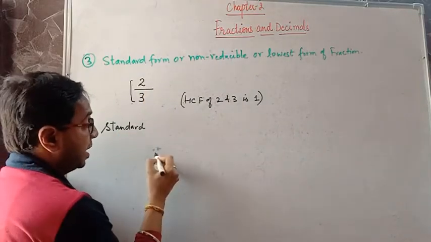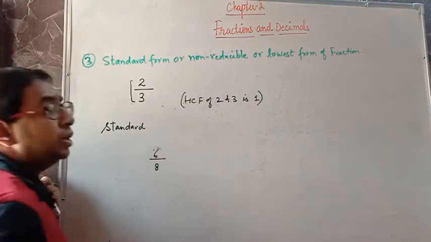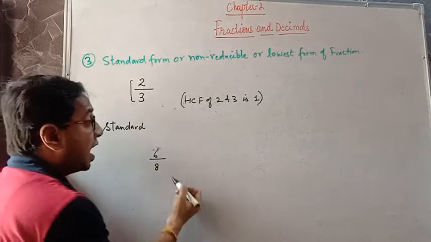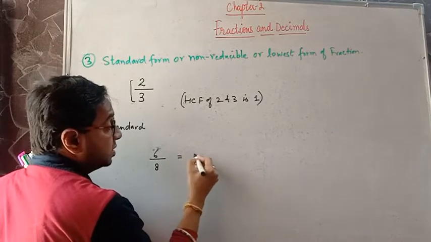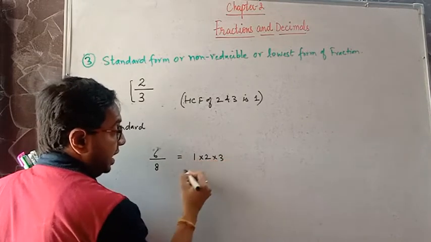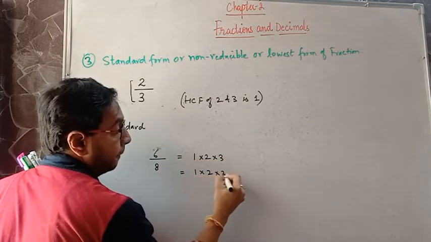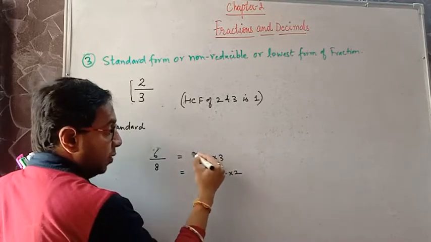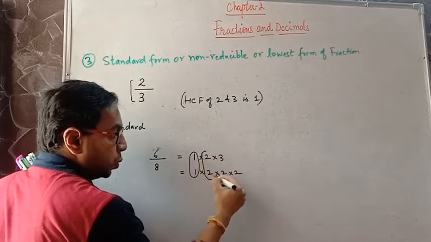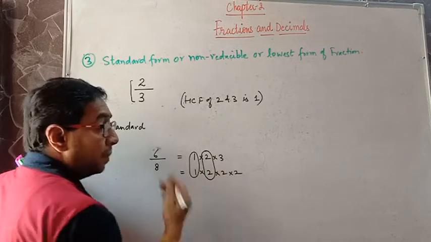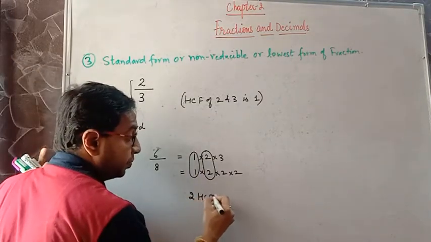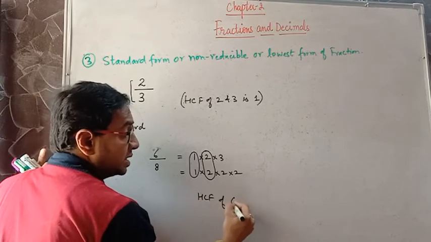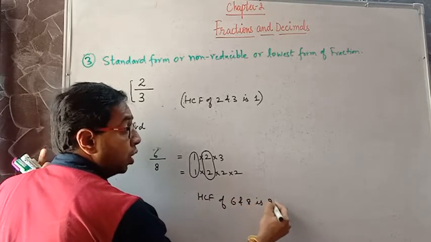Let me take another example. 6 by 8. If I talk about 6 by 8, they have a highest common factor between them. Let's see how. Because it can be written as, so if you see 1 is there and if you see 2 is there, between 1 and 2, which is greater? 2. So HCF of 6 and 8 is 2, not 1.